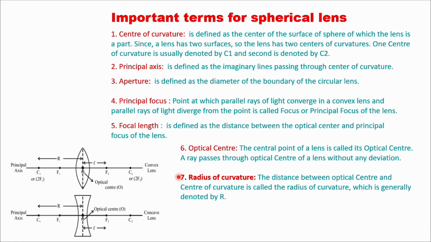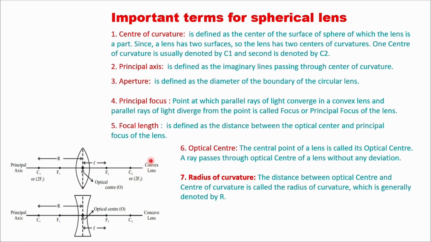The next one is the radius of curvature. What is the radius of curvature here? The distance between optical center O and center of curvature C1 is called the radius of curvature. It is generally denoted by capital R. So here, why is it written as 2f1, 2f2?